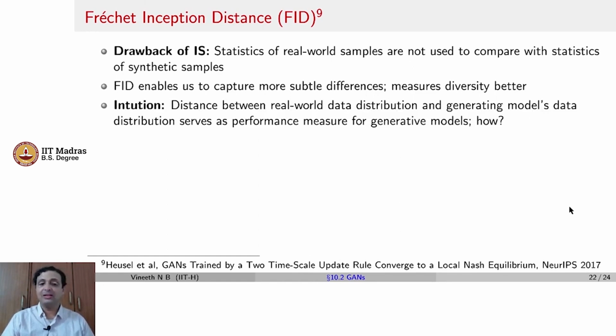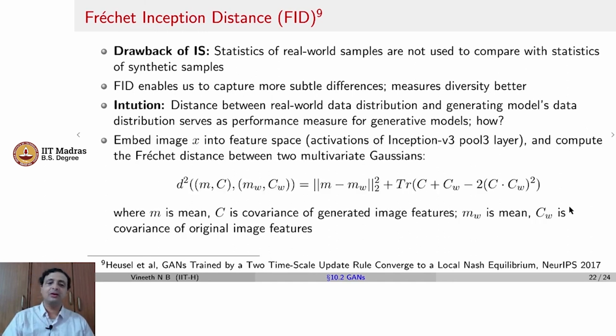So we need to find the distance between the real world data distribution and the generating model's data distribution. How do we do this? You take your real images and you take your generated images, and embed them in the feature space of an Inception V3 model. So whatever images you have, both your training real images and your generated images, pass all of them through an Inception network and you would get activations of the pool 3 layer of Inception V3.